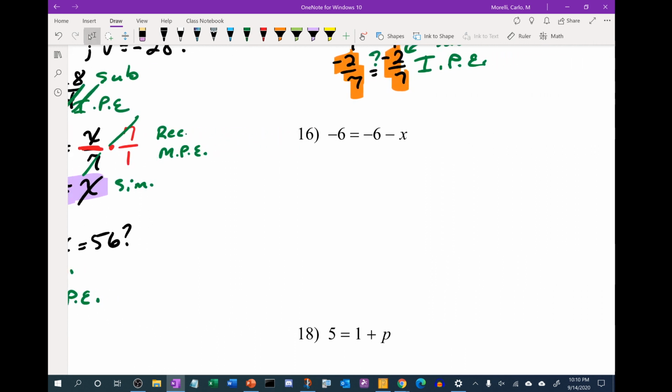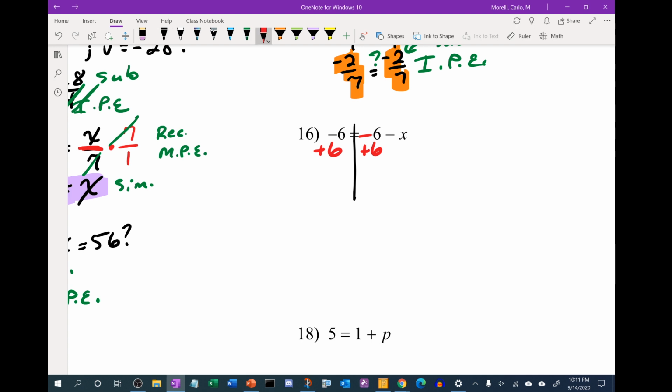Number 16, ladies and gentlemen. Negative 6 equals negative 6 minus x. So is there any value of x where negative 6 equals negative 6 minus x? I don't know. Let's find out. So first we're going to do the inverse operation of subtraction, which would be plus. I'm going to do plus 6, but I'm out of balance now, so I better come over here and do plus 6, right? Well, check this out.